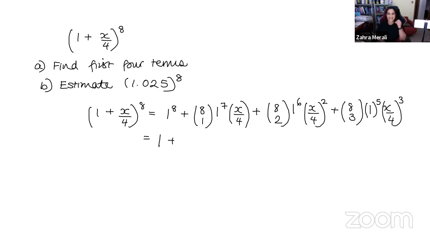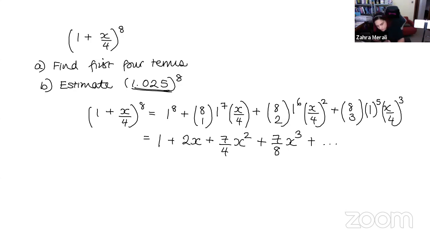And then I'm going to do 8c1, which is 8, times by a quarter, because x over 4 is the same as a quarter x. So that's going to give me 2x. Then I've got 8c2 times by 1 times by a quarter squared, so 1 over 16. And that gives you 7 over 4, and remember that's x squared. And then you've got 8c3 times by a quarter cubed, which gives you 7 over 8 x cubed. We're going to put our dots in to show that it's further. So that's part A.